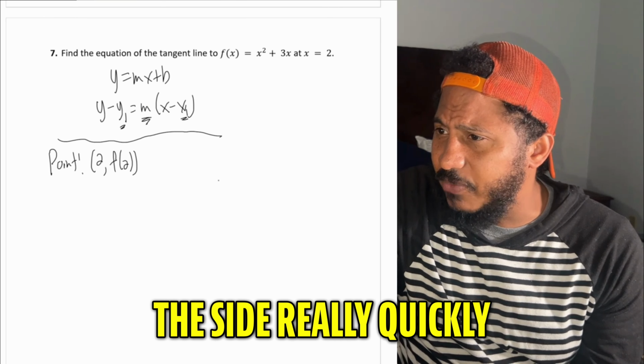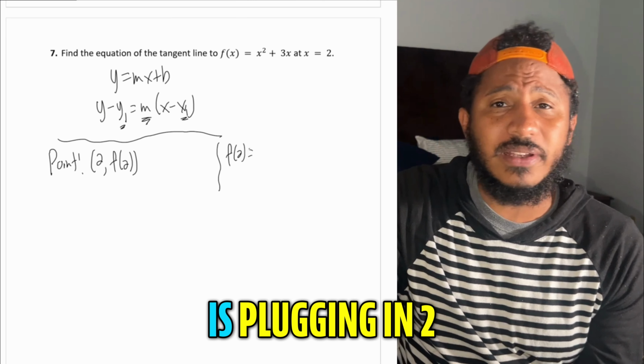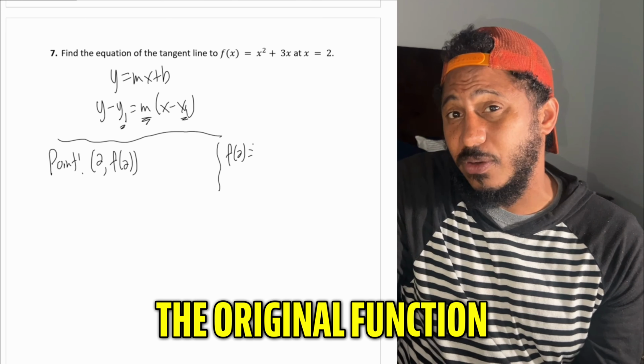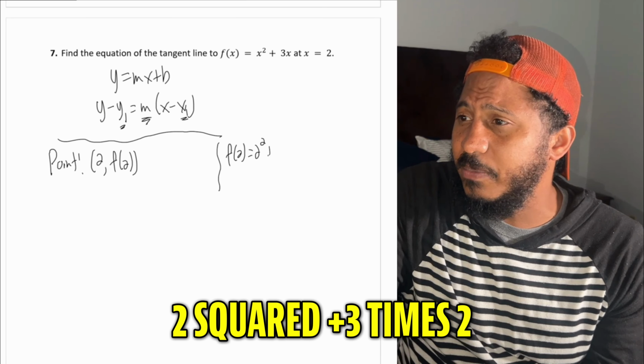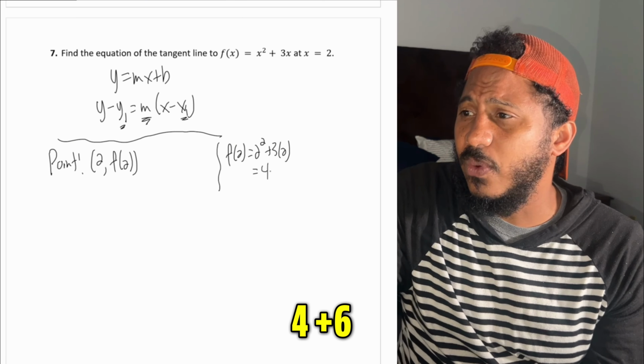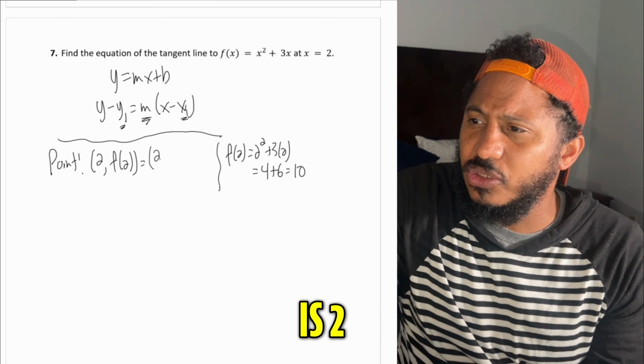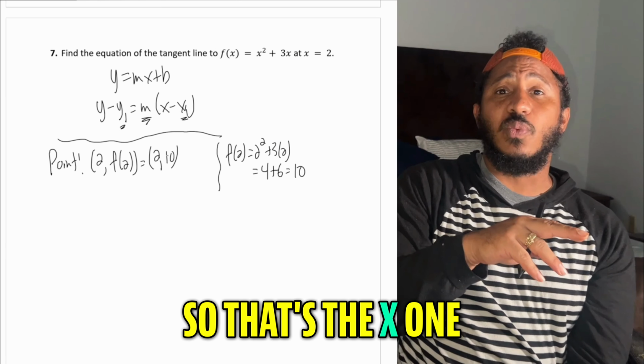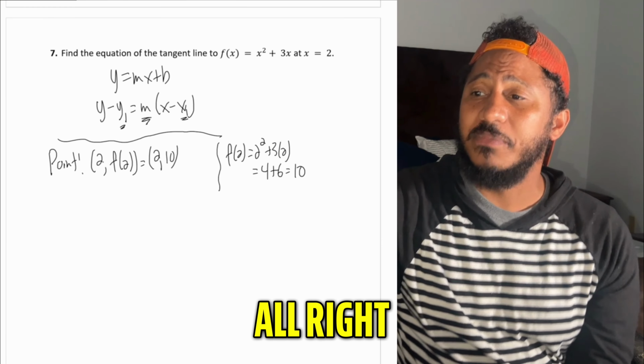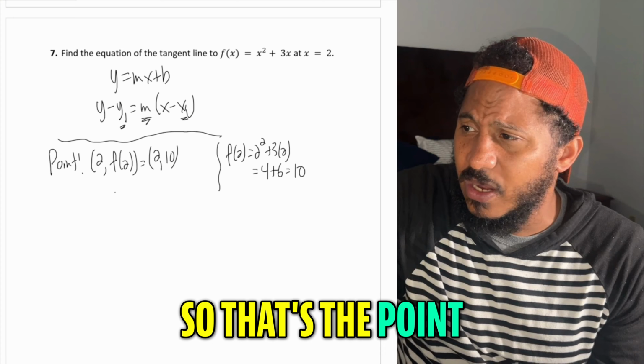Now, let's do that on the side really quickly. f of 2 is plugging in 2 for every x into the original function. So that's 2 squared plus 3 times 2, which is 4 plus 6, so 10. So really, our point is (2, 10). All right, so that's the x1, y1. Then we need a slope as well.